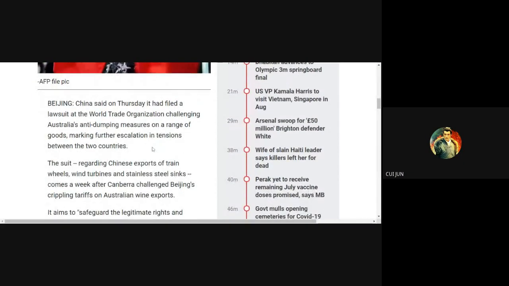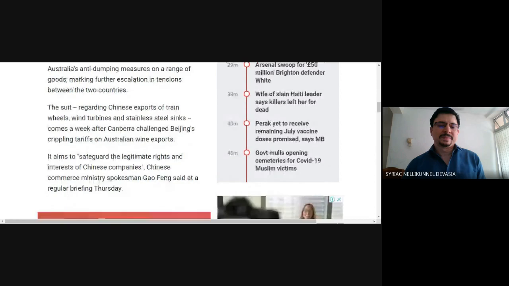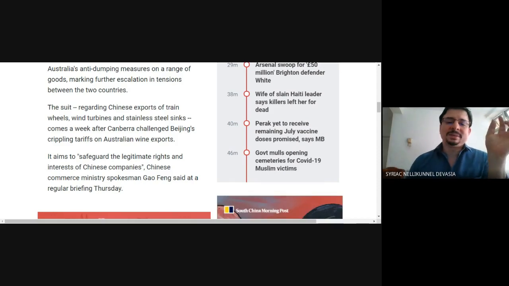China filed a lawsuit at the World Trade Organization, WTO, challenging Australia's anti-dumping measures on a range of goods, marking further escalation in tensions between the two countries. The case is regarding Chinese export of train wheels, wind turbines, and stainless steel sinks. China is exporting train wheels, wind turbines, and stainless steel sinks to Australia.